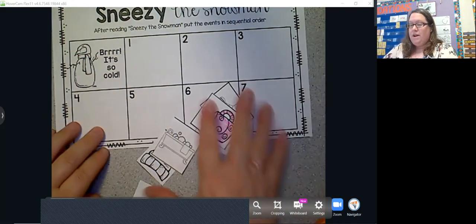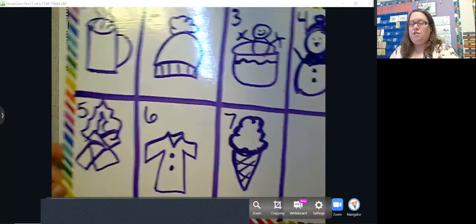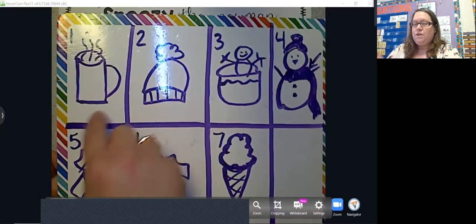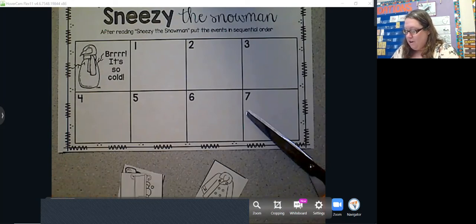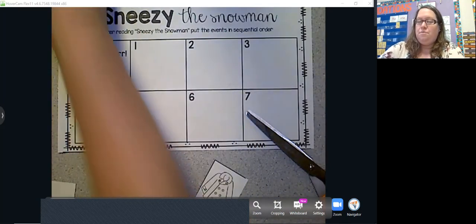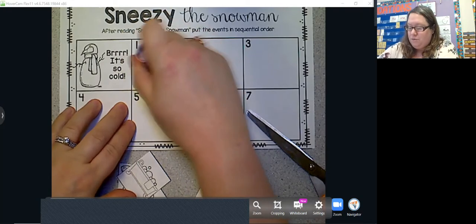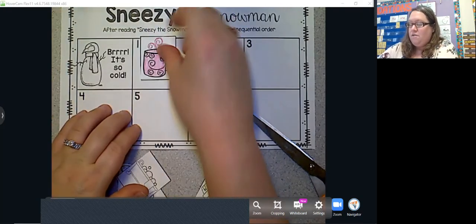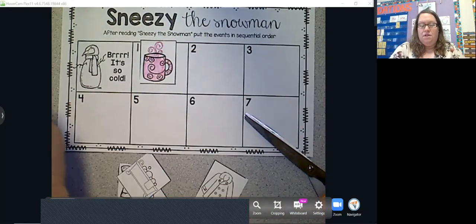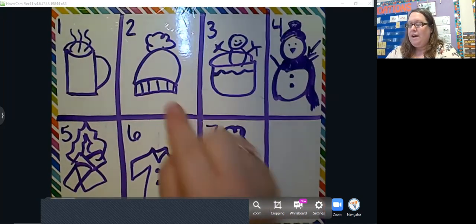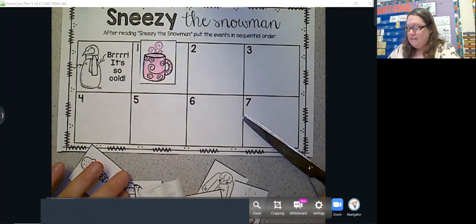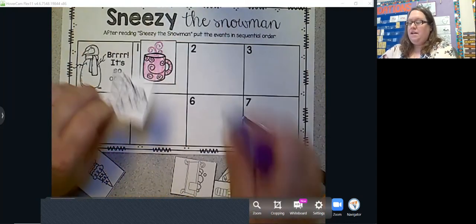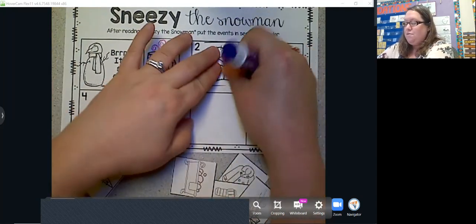So after you cut your squares, you're going to get your notes and you're going to put the story in order. What was the first thing that made him melt? Yeah, the hot cocoa. So you're going to find your hot cocoa and you're going to put some glue on your square and you're going to stick your hot cocoa on number 1. Then we're going to look at number 2. What happened next? Yeah, his friend gave him a hat to warm him up. So then we're going to find our hat. Okay, and we're going to glue our hat on number 2.